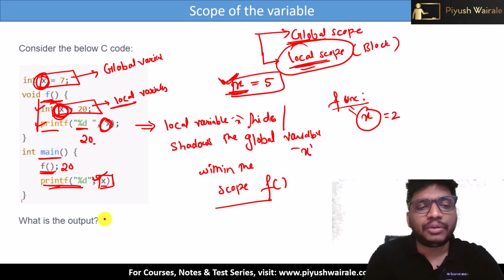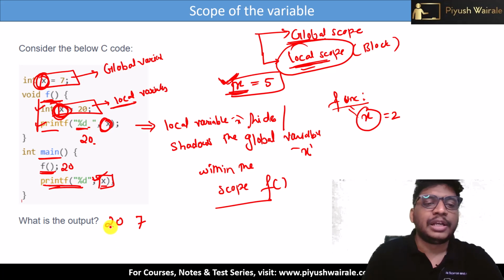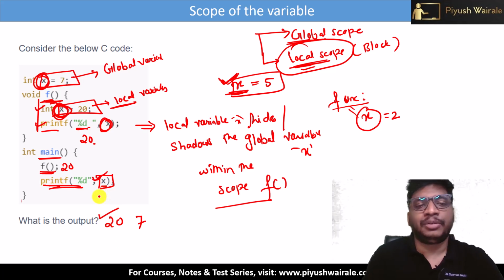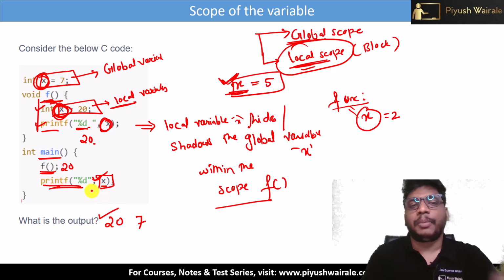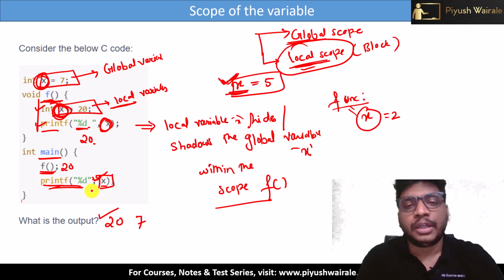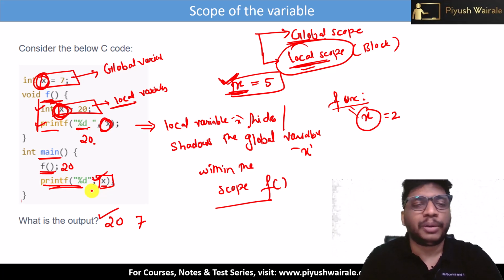So the total output of this code will be 20, then we have a space, you can see the space, and then 7 like that. Okay, so this is the correct output for this particular code. I hope you understand the concept of local variable and global variable.